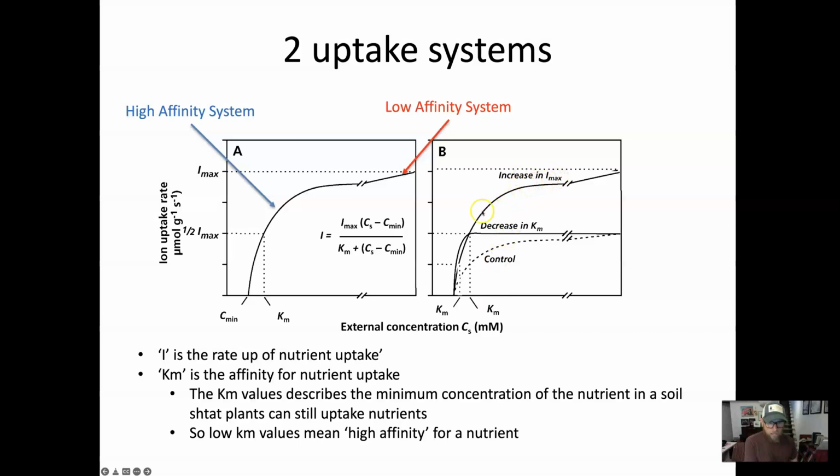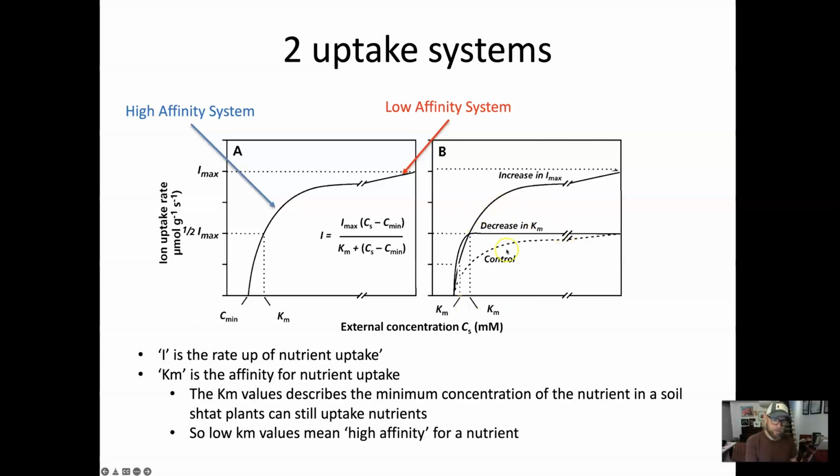So this line here is the same one as in panel A, and so this would be kind of the standard uptake system. And in this particular system, the Km value is here on the right. It's this Km, so that's the lowest concentration it can take up nutrients. But then we have this other line here where that one goes further to the left and down, and the Km value for that one is here, so it's shifted further to the left. What that means is that plant can continue to take up nutrients at lower concentrations in the soil.